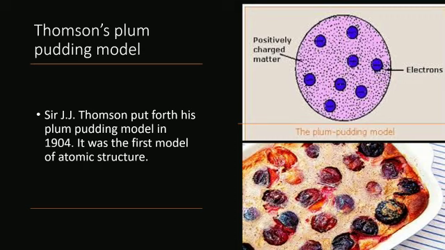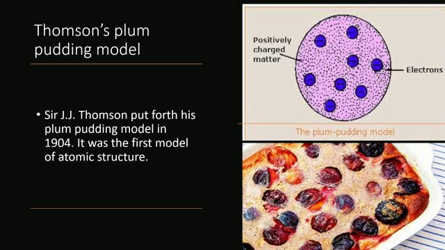It is understood worldwide that atoms are electrically neutral. It means that the overall charge of the atom is zero. How is an atom electrically neutral in spite of having negatively charged electrons in it? Sir J.J. Thomson overcame this difficulty by putting forth the plum pudding model of atomic structure.